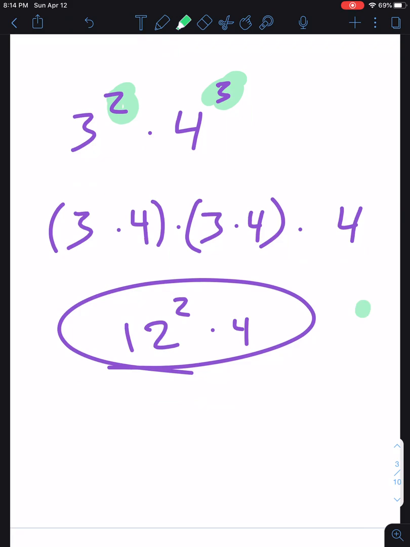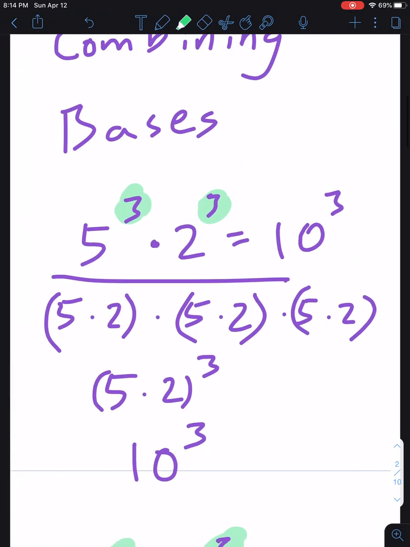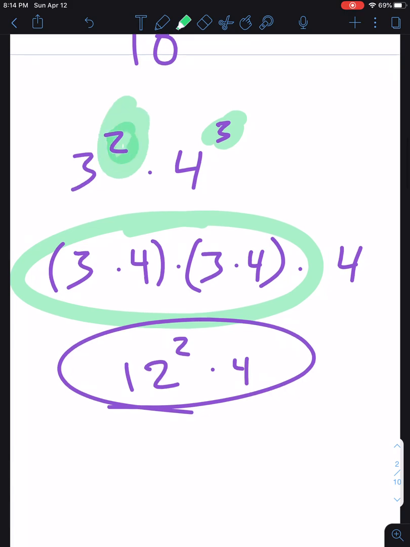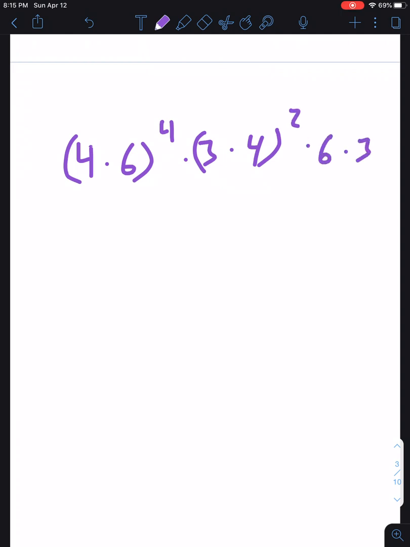Okay. But we can also do this in reverse. Let's say we start out with something that looks like this, okay? And we were trying to figure out what the exponents were on the original numbers, okay? So what these numbers were to start off with. So let's say we've got this problem, 4 times 6 in parentheses to the 4th power times 3 times 4 to the 2nd power times 6 times 3 to the 3rd power. All right.